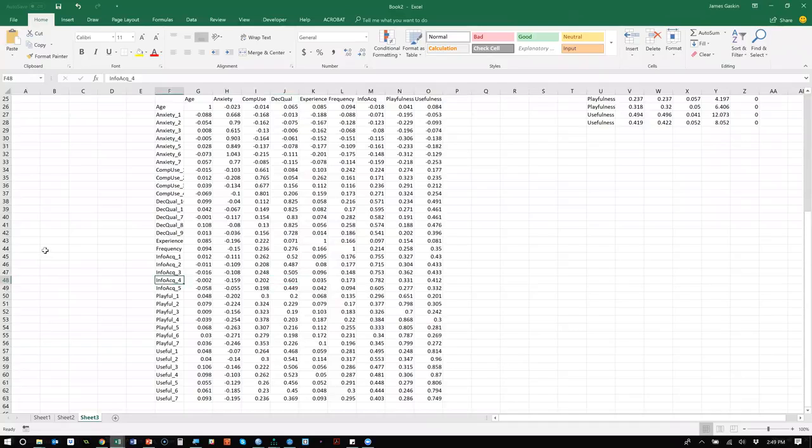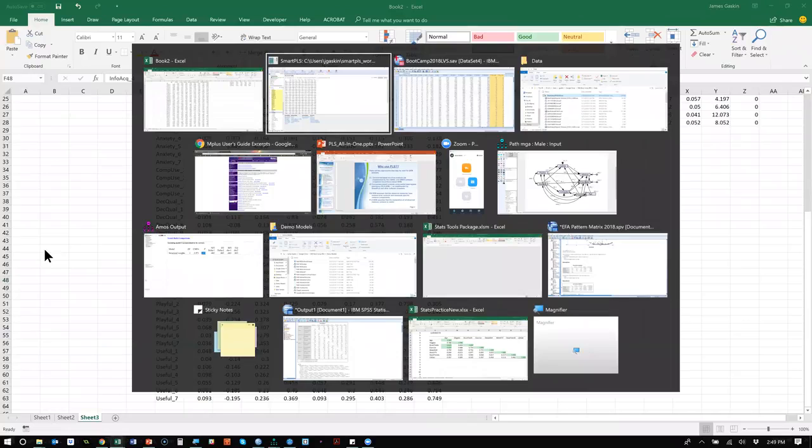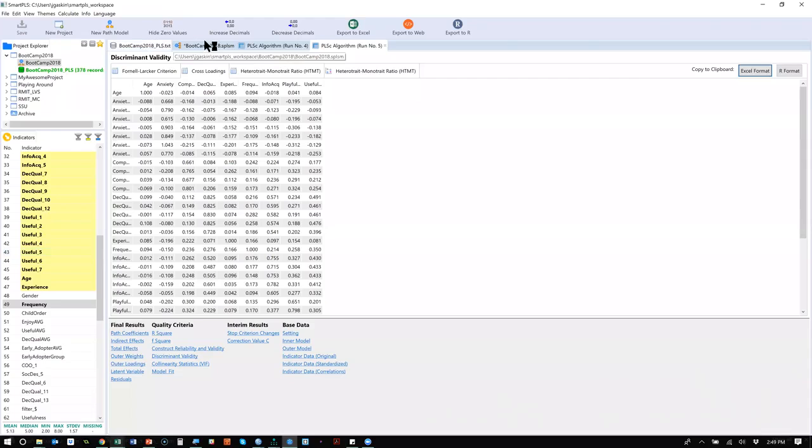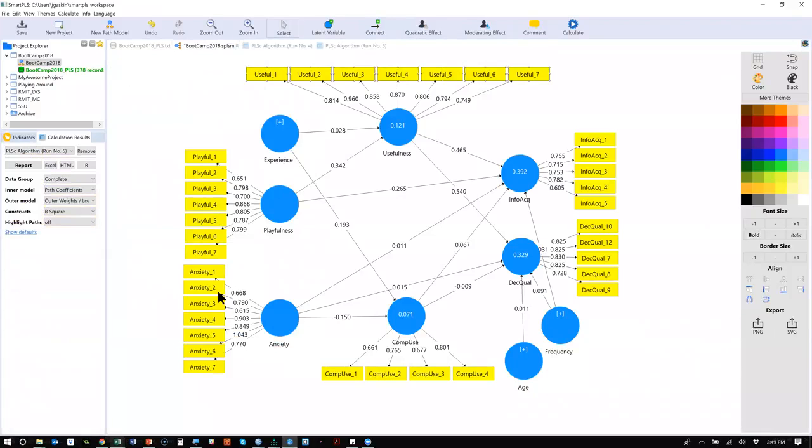That's the one. So if I were having trouble with discriminant validity, if my HTMT produced a value above 1, or if my Fornell-Larcker failed, I would go into SmartPLS, go to information acquisition 4, and I might delete this one and see if that separates them more. And that's it. It's nice and easy.